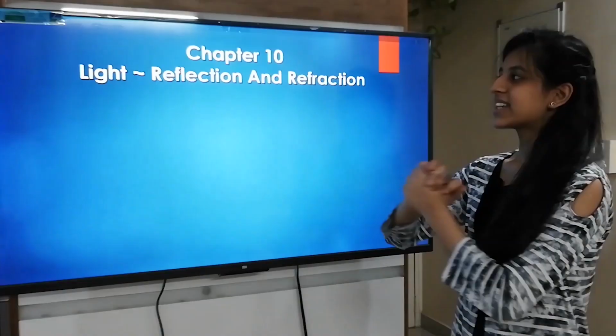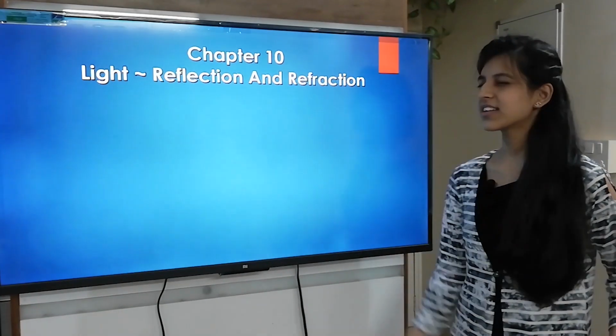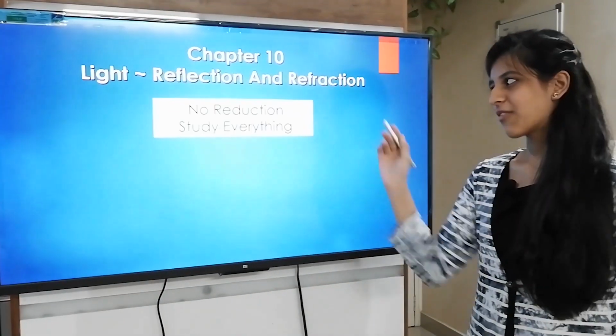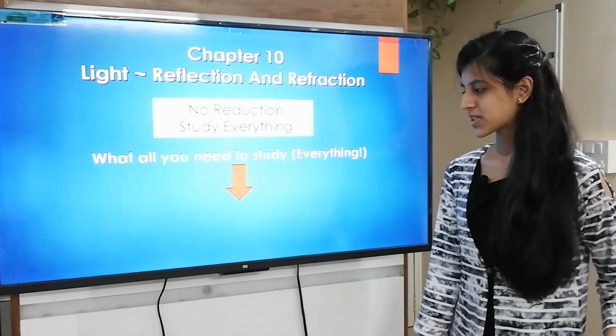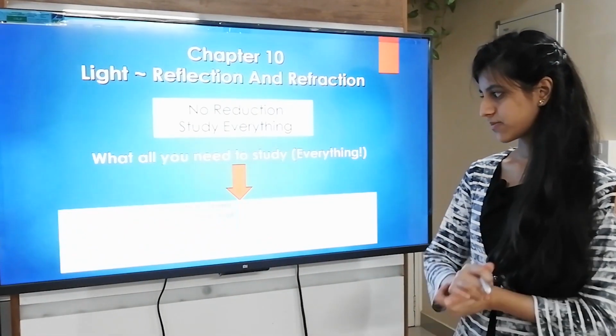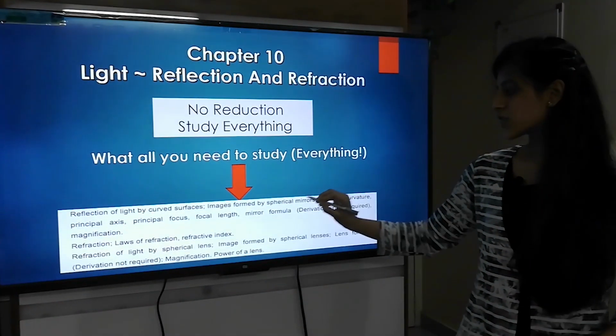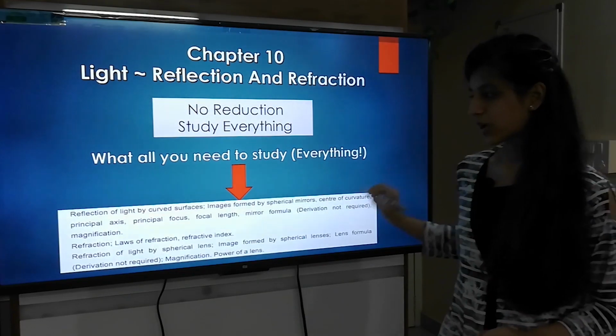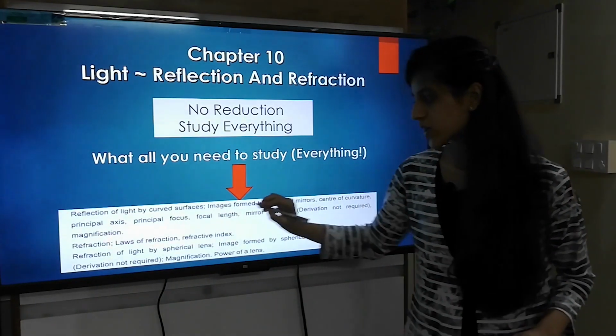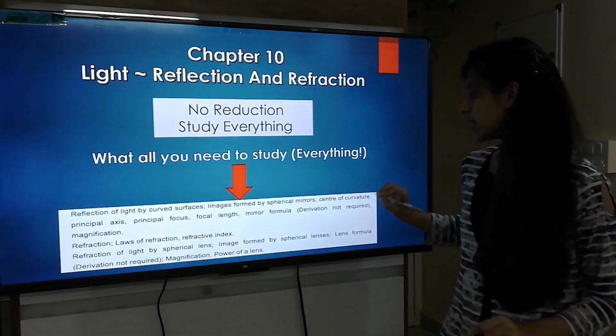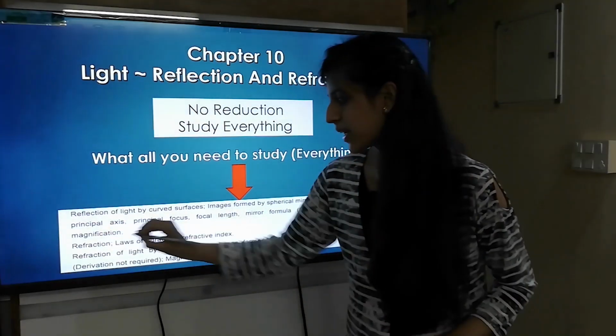Okay. Chapter 10, light reflection and refraction. No changes. Have to study everything. I will read out the topics for you. Reflection of light by the curved surfaces, images formed by the spherical mirror, center of curvature, principal axis, principal focus, focal length, mirror formula, derivation is not required, magnification.